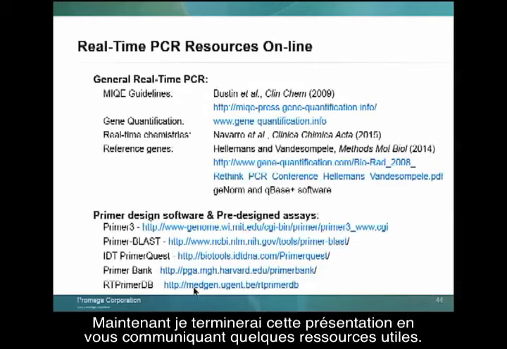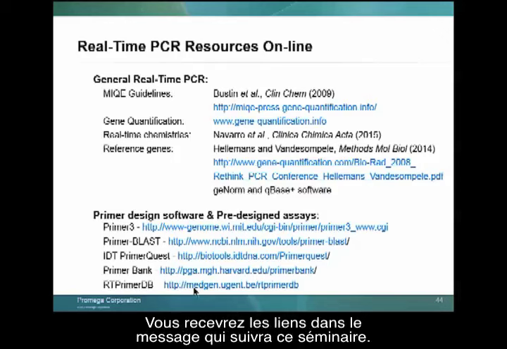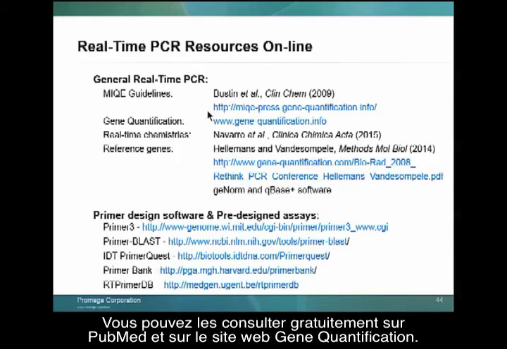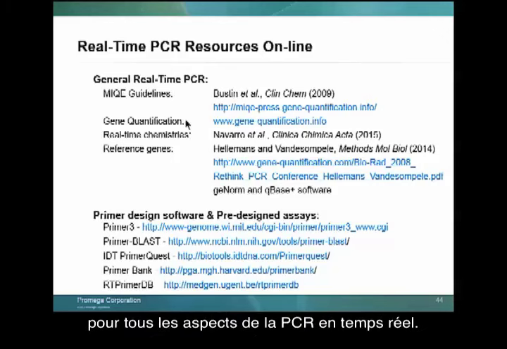And I'll now leave you with a number of resources. We have two existing webinars on qPCR that have a little more information, and you will receive links to those in the follow-up to this webinar. Also, as I said, start with the MIQE guidelines. You can find that both through PubMed and at the gene quantification website for free. The gene quantification website is an excellent resource for all things related to real-time PCR.